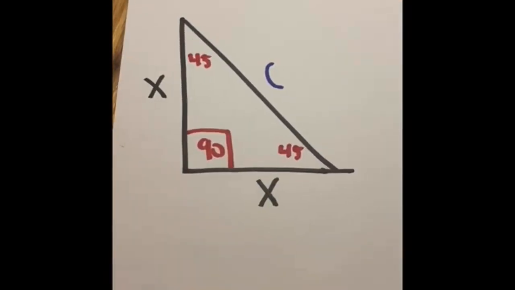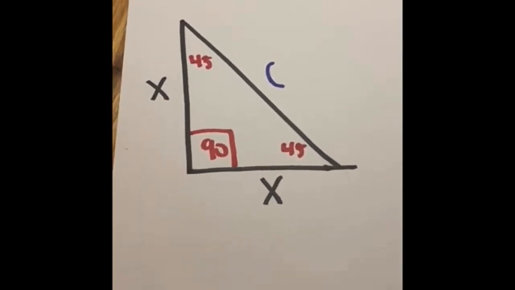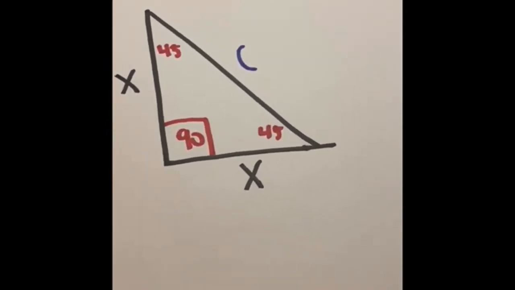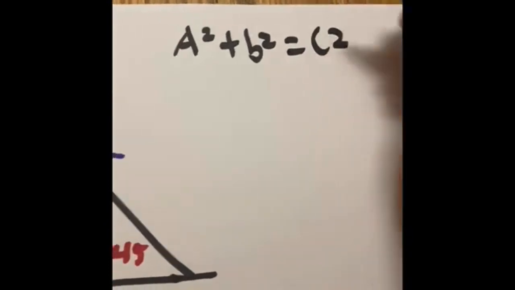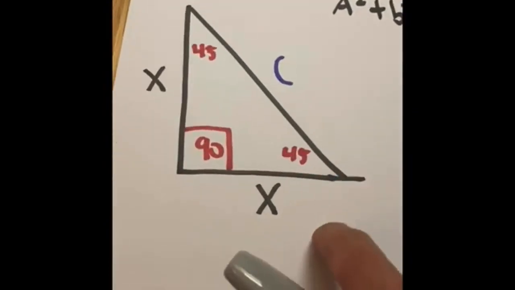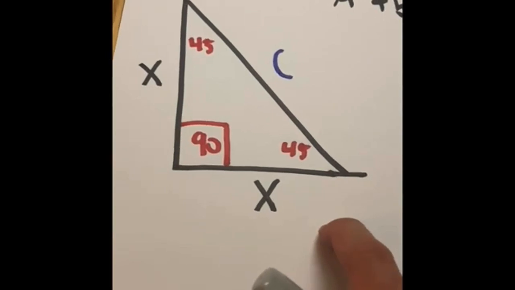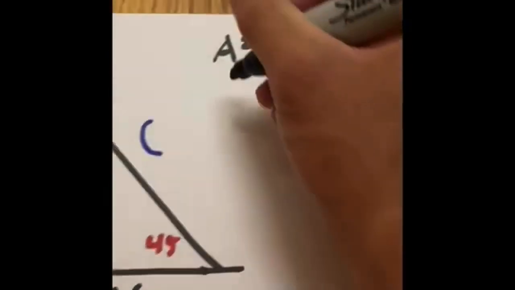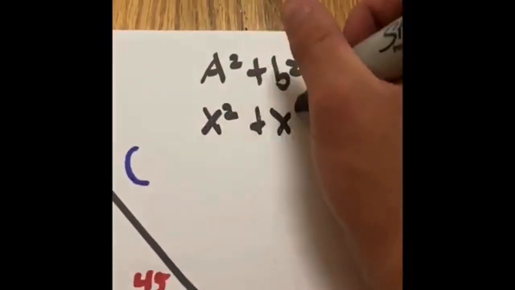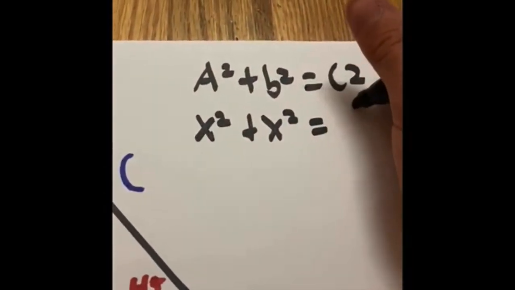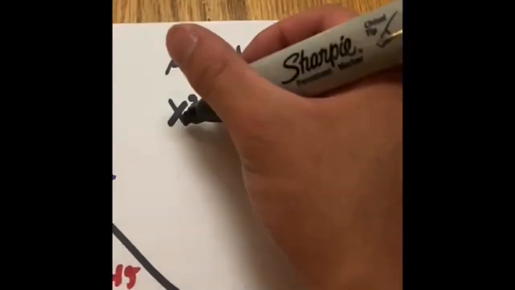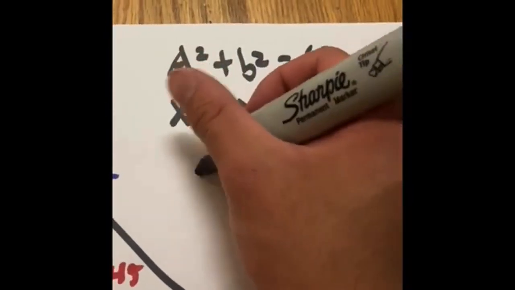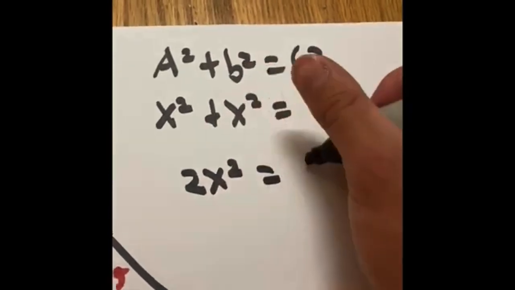If we do the Pythagorean theorem as if we were trying to solve any kind of right triangle, we use a squared plus b squared equals c squared. Turns out, this is going to demonstrate how we get to our x radical 2. So instead, we have x squared plus x squared equals c squared. X squared plus x squared is going to represent 2x squared equals c squared.